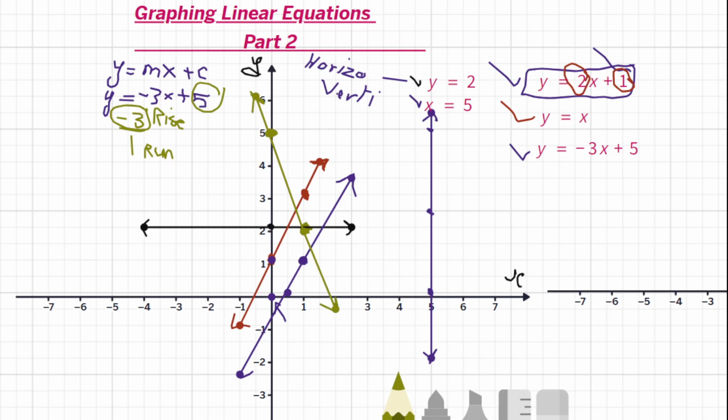Did you get it? Do you think you understand this? It's your homework time. So please try to graph this. Y equals -5x minus 5. And that's it for today.